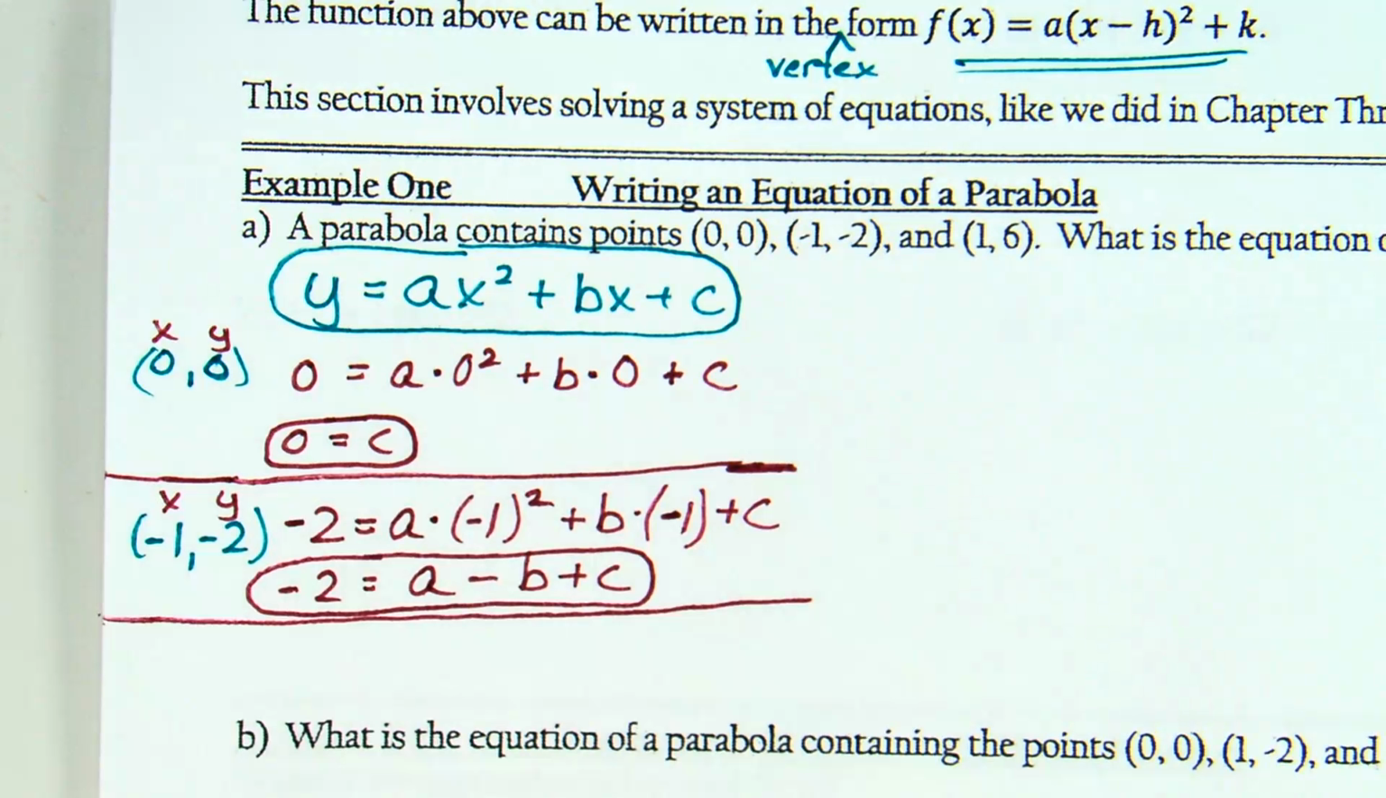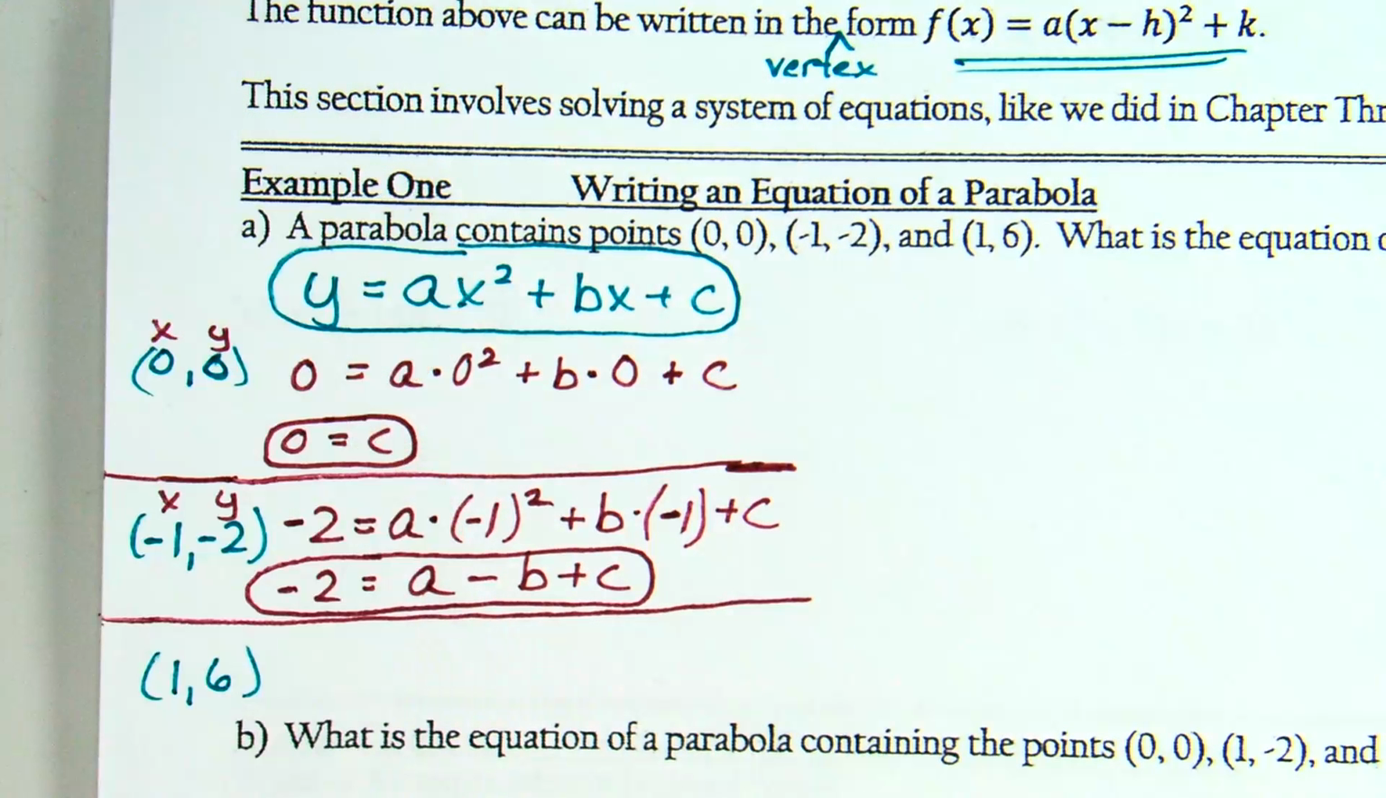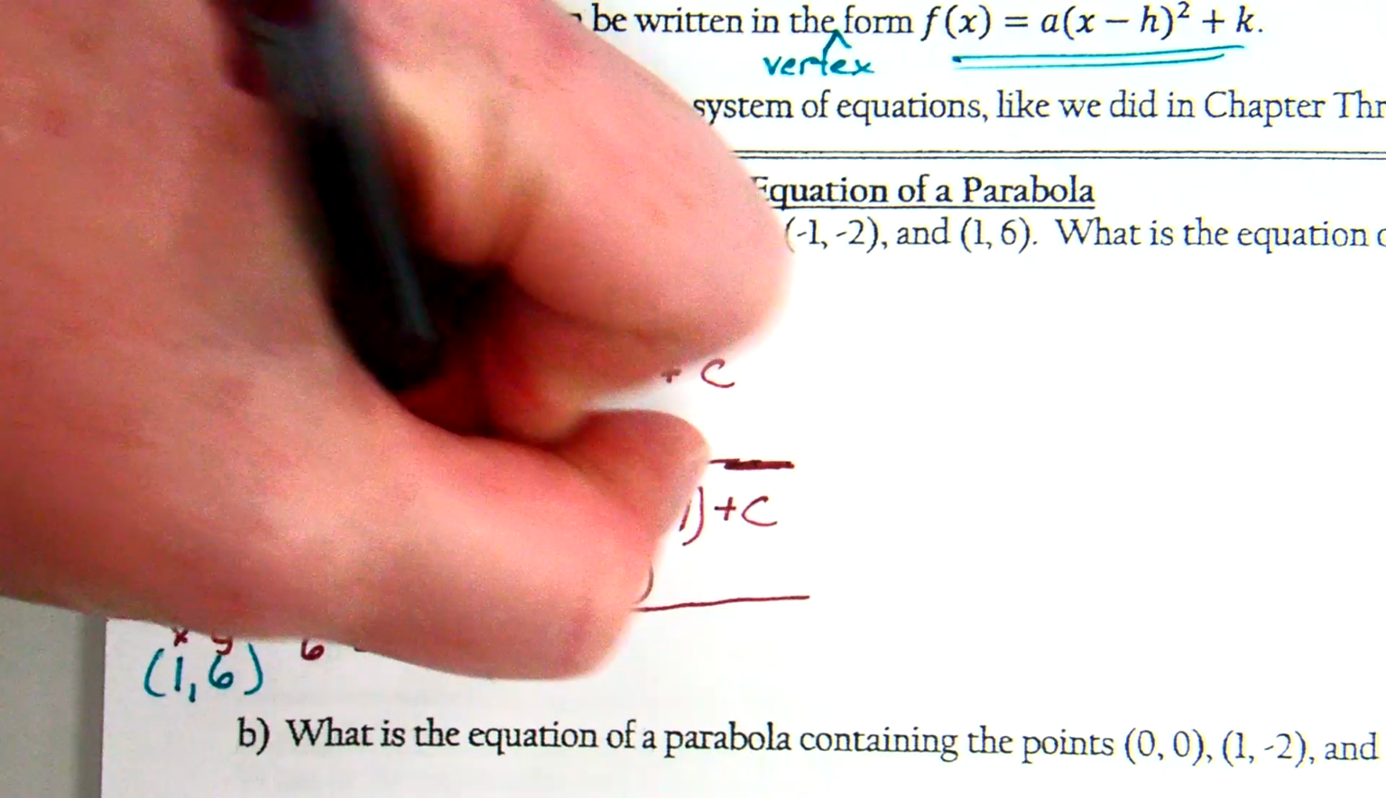So how am I going to find equation 3? Now I'm using the ordered pair 1, 6. And same question I keep asking: what do 1 and 6 represent? X and Y. I keep going back up to that standard form. Since it's Y equals, I'm going to do 6 equals A times X squared, so A times 1 squared, plus BX, so plus B times 1, plus C.